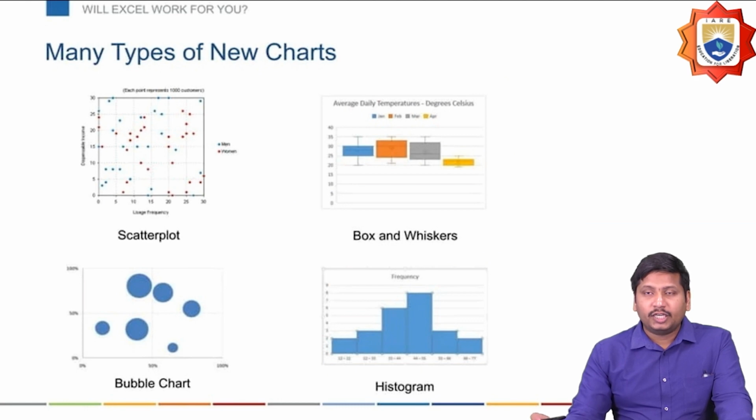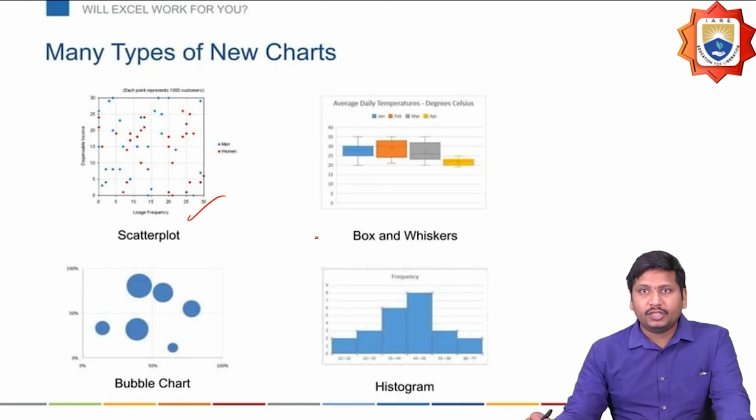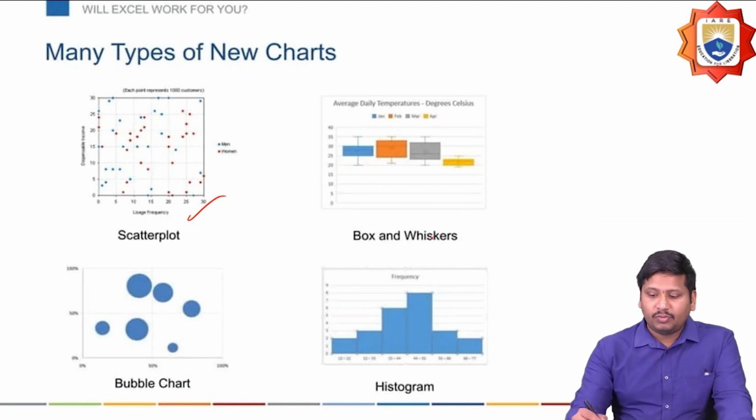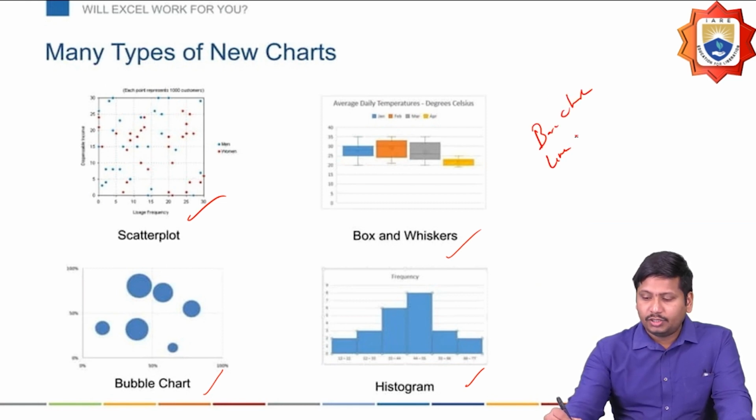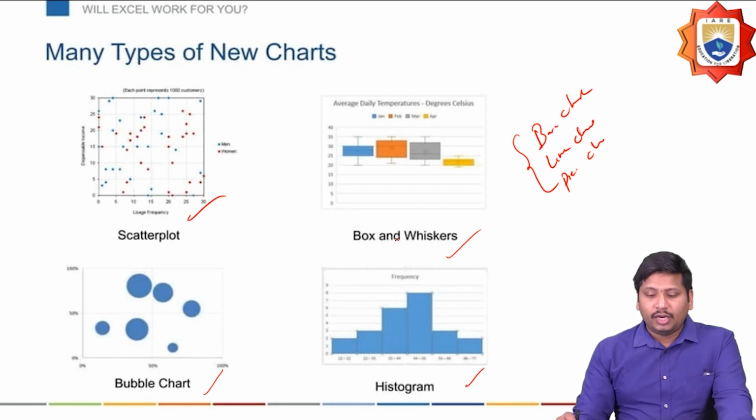So we can construct different types of charts in Excel. The scatter plot is a newly added feature in Excel, and box and whisker plots are also newly added, and the bubble chart and then the histogram. These are some of the new charts incorporated in Excel. Previously we had only the bar chart, line chart, pie chart only.